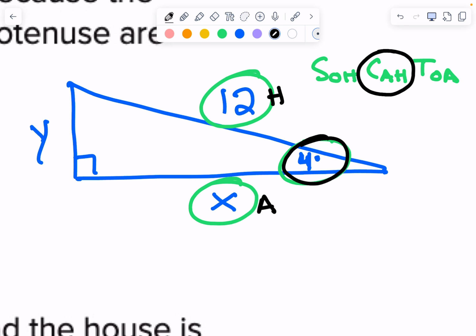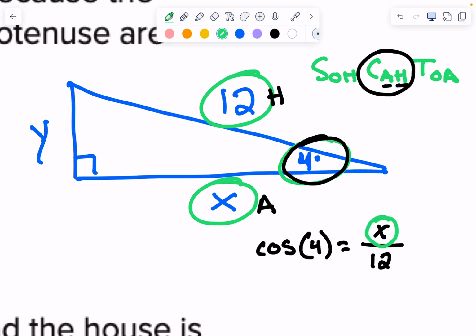Are you watching? This is how you solve. I'm going to do cosine of something. 4 goes in the cosine, equals A and then H, right? So x goes on the top and hypotenuse goes on the bottom, and that's 12. All right, now, last thing. How do I solve for x? How do I get x by itself? I'm going to multiply 12 over. Get your calculator out. Type in 12 times cosine of 4.